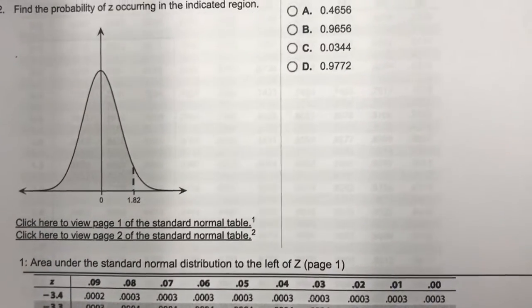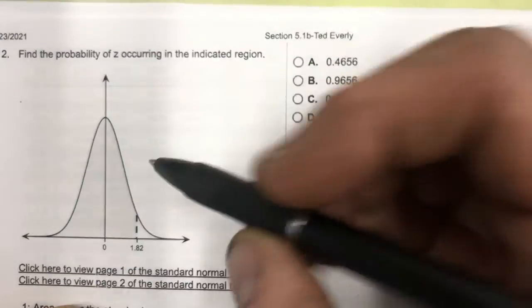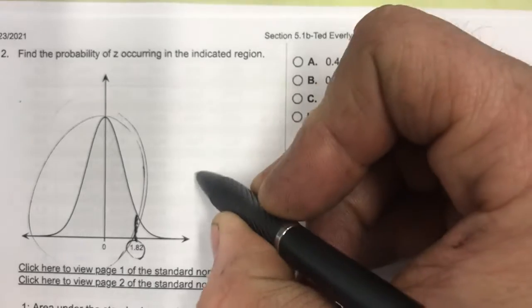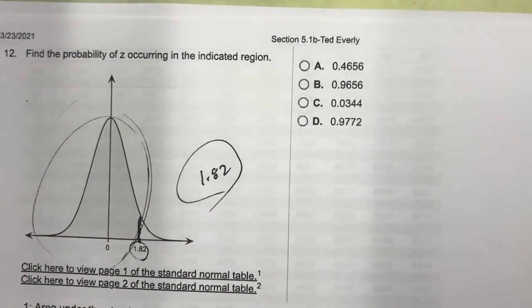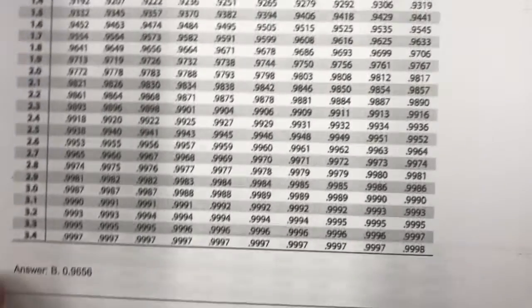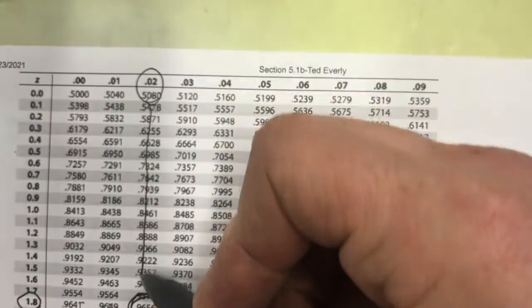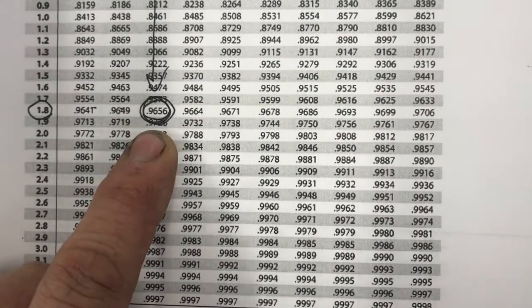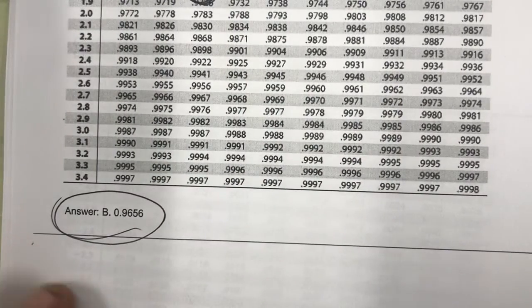All right, this one has a chart for us. So number 12. Find the probability of Z occurring in the indicated region. So it looks like all this is shaded right here. So it's below, this is 1.82. So 1.82, all right, I want to the left of it, which is what the chart is. So I just look up 1.82, and that's my answer. So here's the positives. 1.8. 0, 1, 2 is right there. See, this is 2 coming down this way. So 0.9656. And you can see my answer right there. 0.9656. That is right.